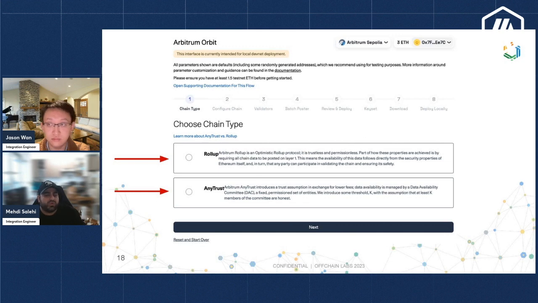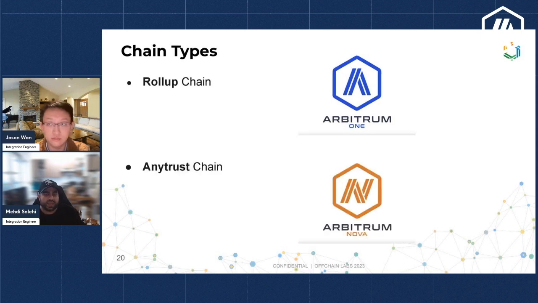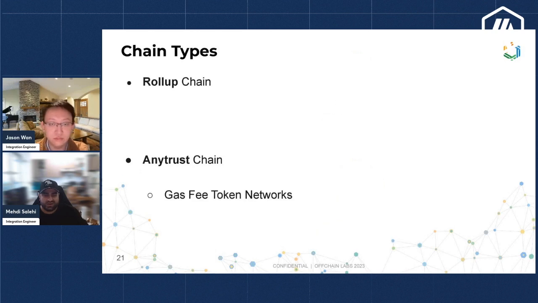We have two main setups for your Orbit chain: rollup or AnyTrust. These are the two main technologies that we have on the Arbitrum stack. For example, as a rollup chain, we have Arbitrum One. For an AnyTrust chain, we have Arbitrum Nova. I will discuss the differences a bit. But other than these two, we recently added a new type of chain which we don't have on mainnet. It's just for Orbit chains, and it's amazing.